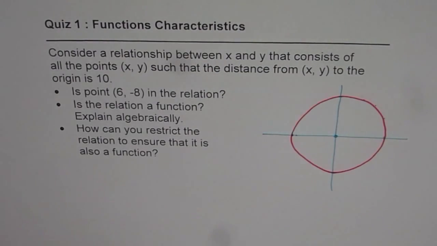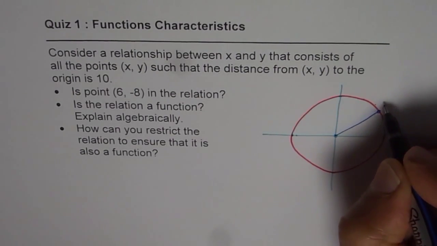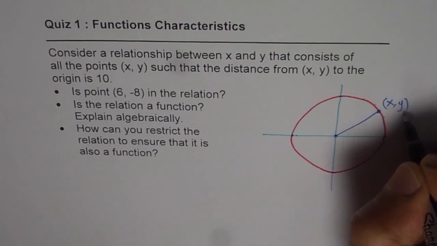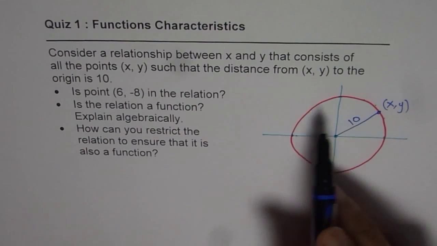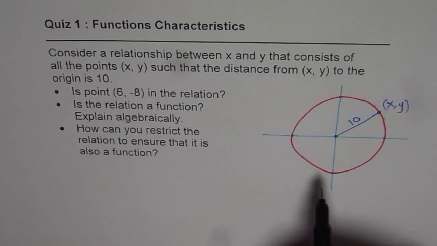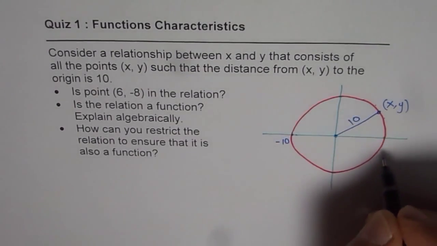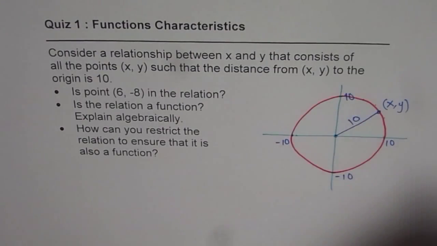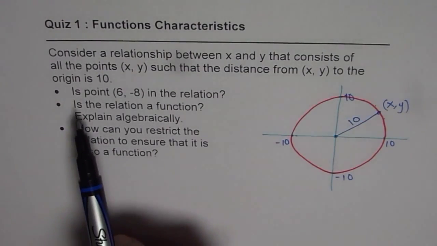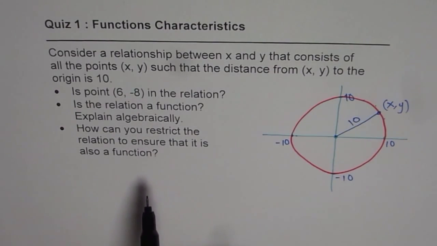Okay, so that becomes kind of a circle, and here what we are given is a point (x, y). Let's say this is our point (x, y), which is 10 units away, right? That is how we can put all this set of points which are 10 units away from the origin. So we have minus 10 here, 10, minus 10, and plus 10. Now the question is, is the point (6, minus 8) in the relation?